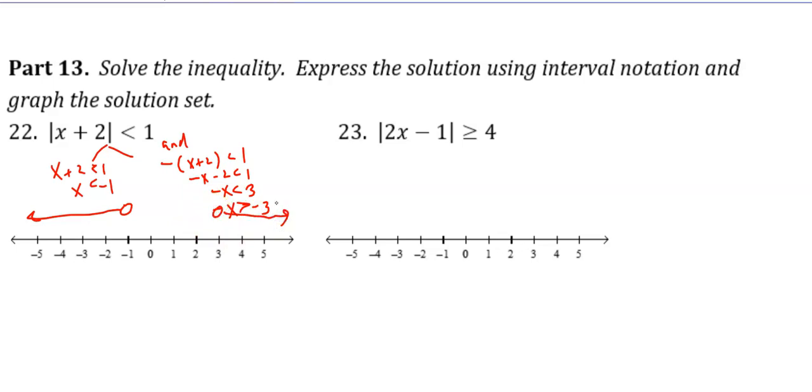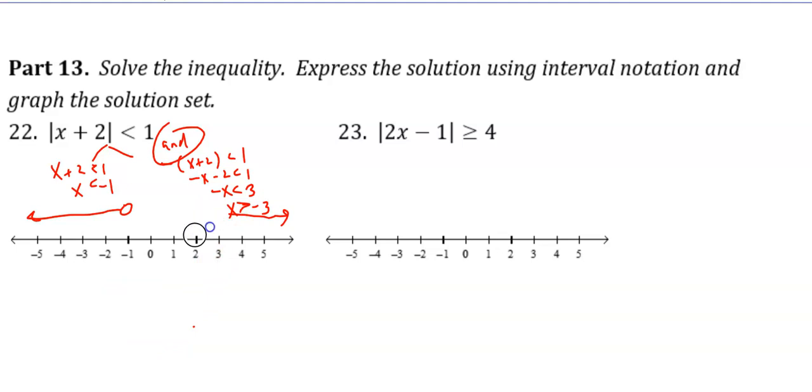Uh-oh. And less than, this is not going to work, is it? So there's no solution to this one. There's no overlap, so there's no solution. Wow, it's interesting. Let's see why. It's saying the absolute value of those two things, x plus 2 is less than 1. Negative x minus 2, just double checking my work here. Okay, so you've got to pay attention to the negatives here.